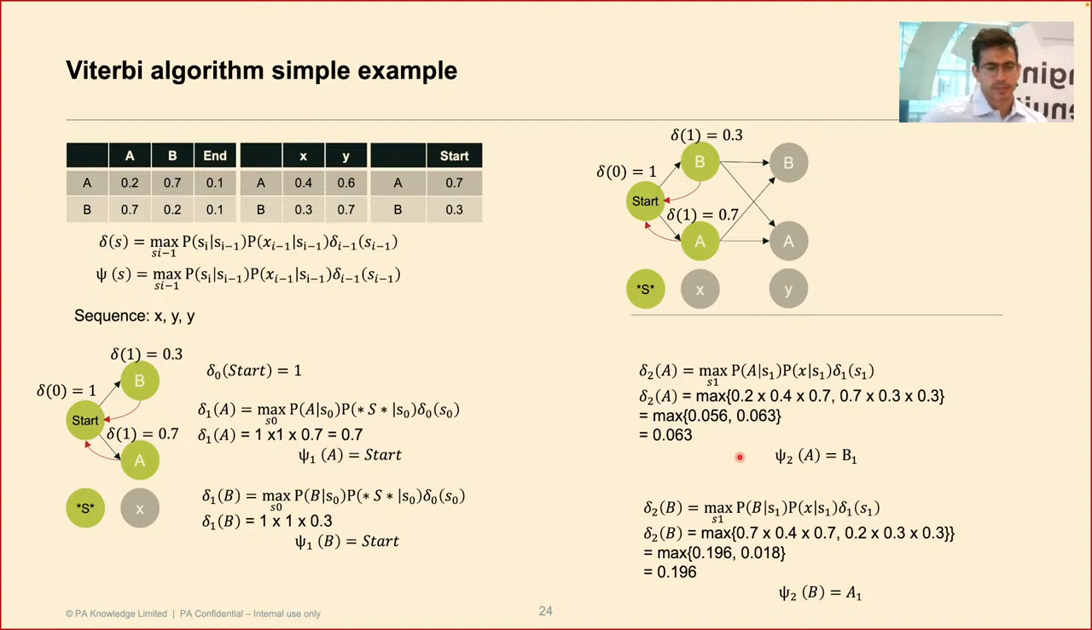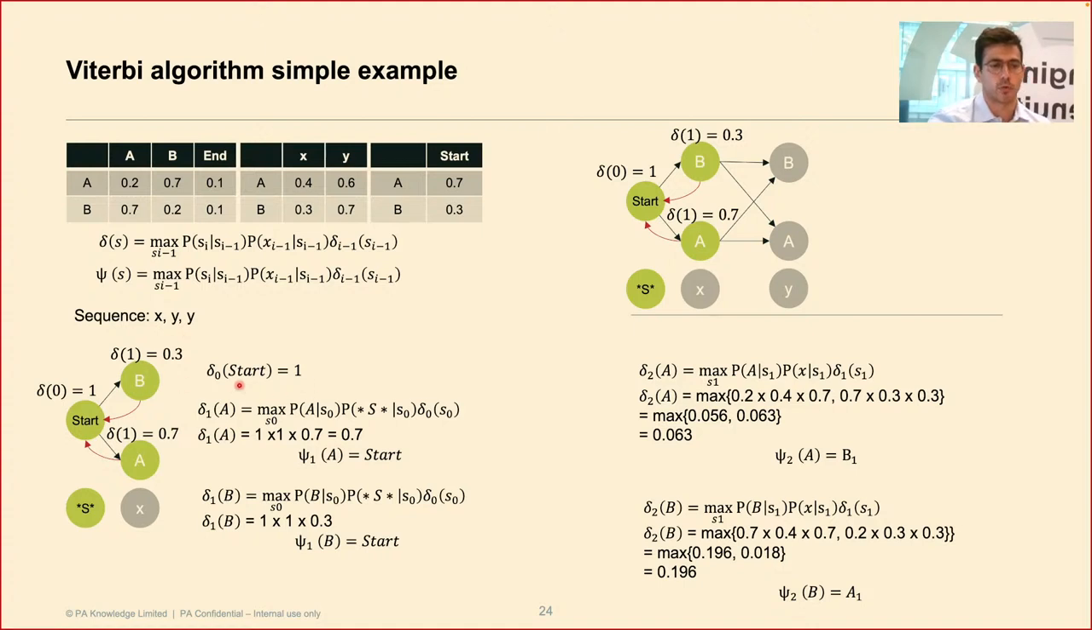Now, let's see a very, I would say, simple example. We have our two formulas here on the top left. We have our state transition matrix A, our observation transition matrix B, and our initial probabilities for A and B. The sequence we're looking to answer is: what is the best sequence of hidden states that will give us the observable sequence X, Y, and Y?